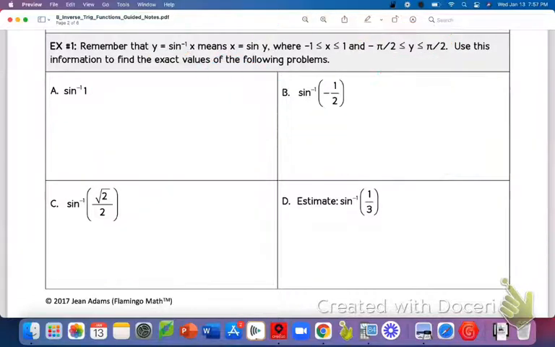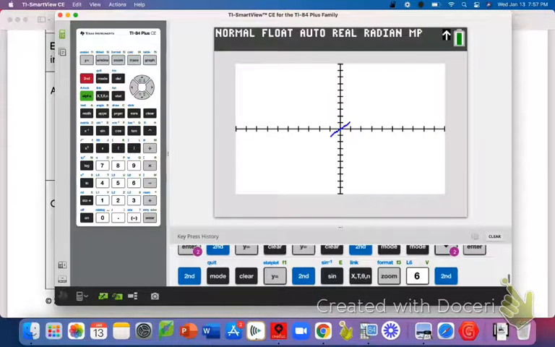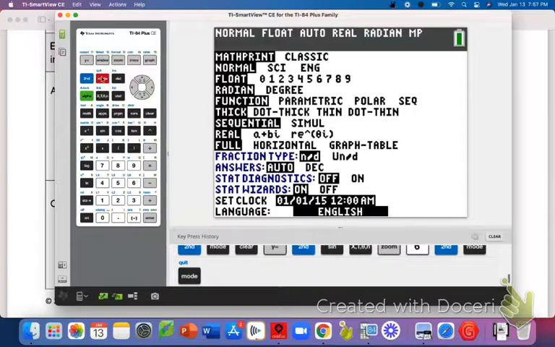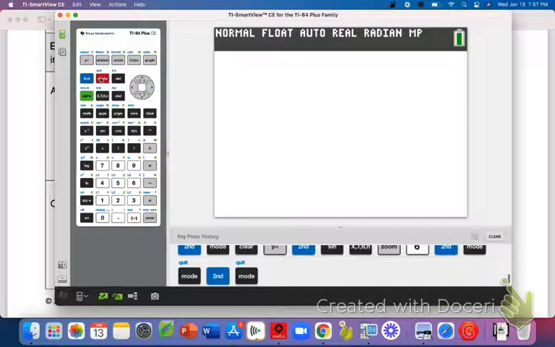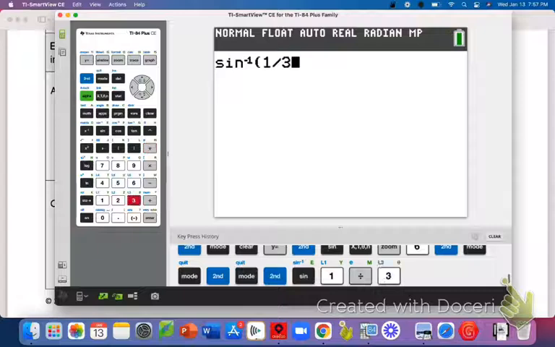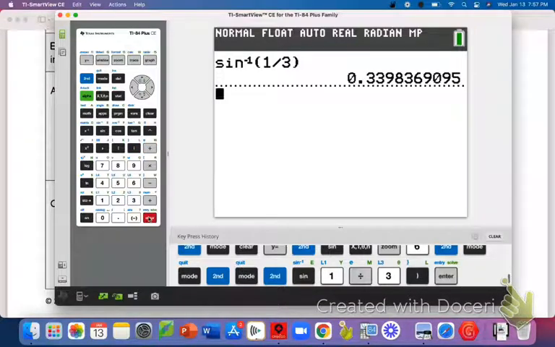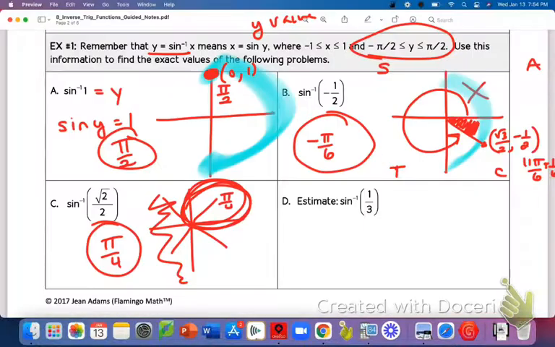When you're asked to estimate, just grab your calculator and estimate it. Do make sure that your mode is in radians. The only time you would have it in degrees is if you're specifically talking about degrees or you see the degree symbol there. So we're going to just do a second sine, what was it, 1/3? So 1 divided by 3. And that gets me about 0.34. So I'm going to say approximately 0.34. Okay, so we got all of those from the unit circle or our calculator.